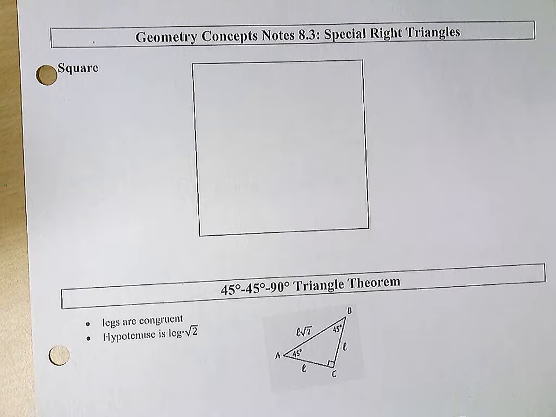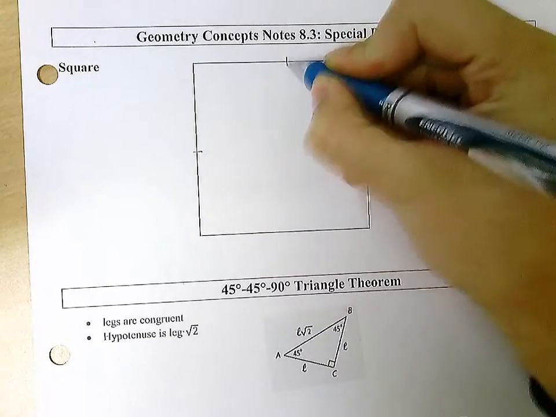Okay, so first I'm going to kind of prove why we can use these formulas that we're going to be using for our special right triangles. The first one has to do with a square. So what do you know about a square? Raise your hand, don't shout it out. What do you know about a square, Max? It has 4 equal sides. It has 4 equal sides, right?